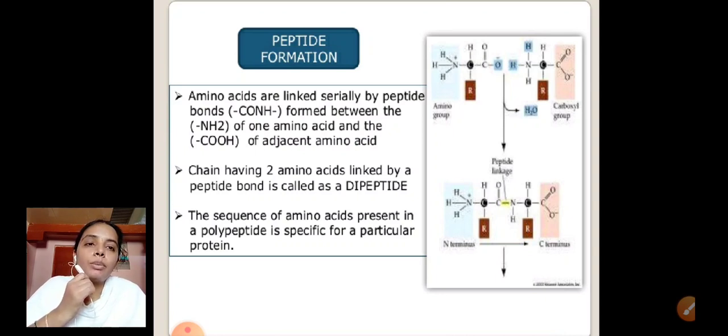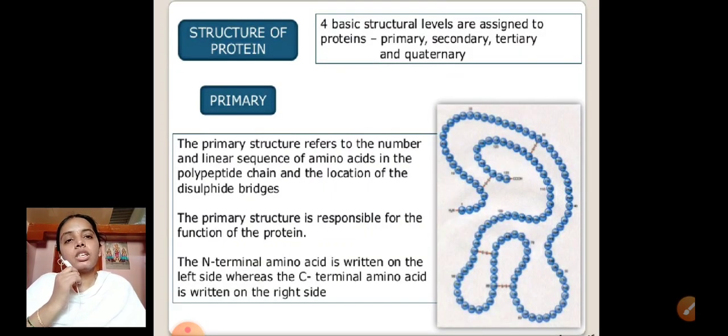Here the sequence of amino acids present in the polypeptide is specific for the particular protein. Structure of protein. Based on the structure, proteins have been classified into 4 types: primary, secondary, tertiary and quaternary. The primary structure refers to the amino acids of a polypeptide linearly arranged one after the other, in which the N-terminal amino acid is written on the left side, whereas the C-terminal amino acid is written on the right side.